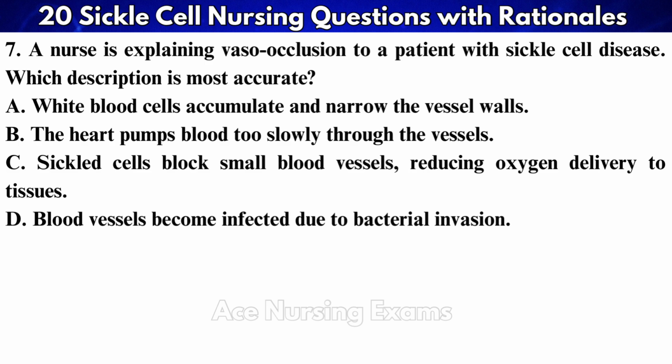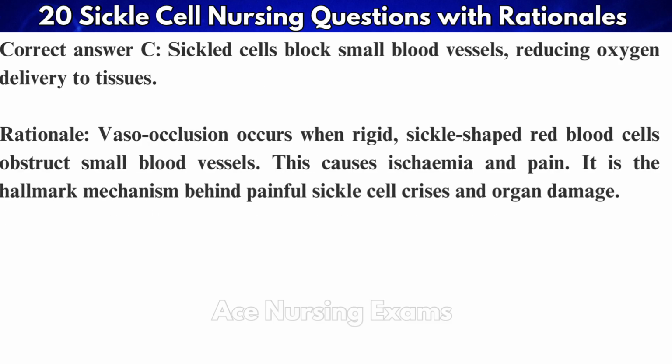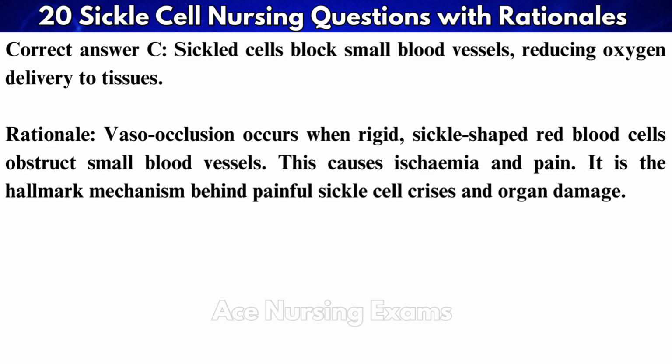Question 7. A nurse is explaining vaso-occlusion to a patient with sickle cell disease. Which description is most accurate? A. White blood cells accumulate and narrow the vessel walls. B. The heart pumps blood too slowly through the vessels. C. Sickled cells block small blood vessels, reducing oxygen delivery to tissues. D. Blood vessels become infected due to bacterial invasion. The correct answer is C. Sickled cells block small blood vessels, reducing oxygen delivery to tissues.